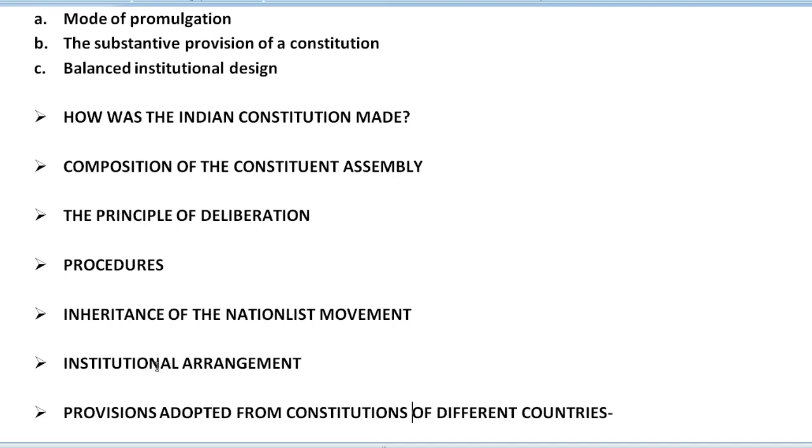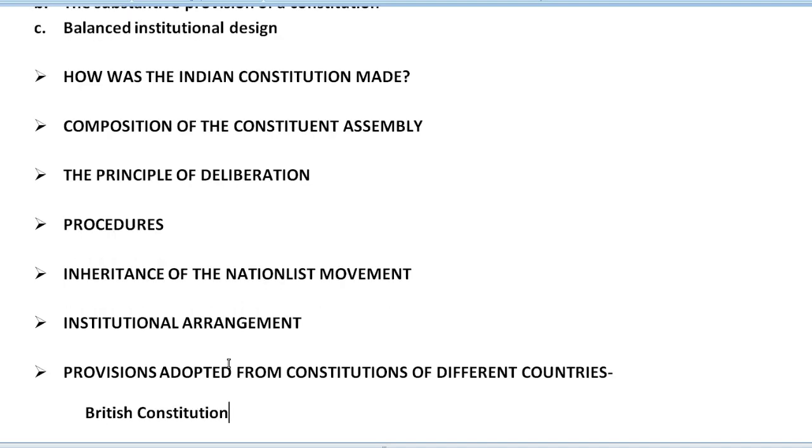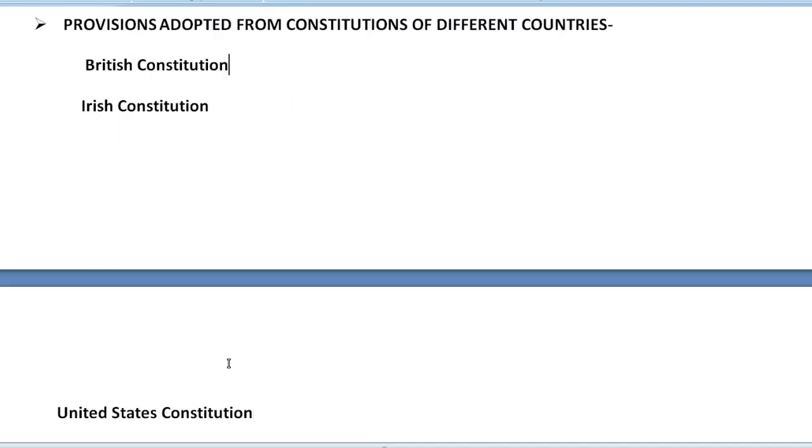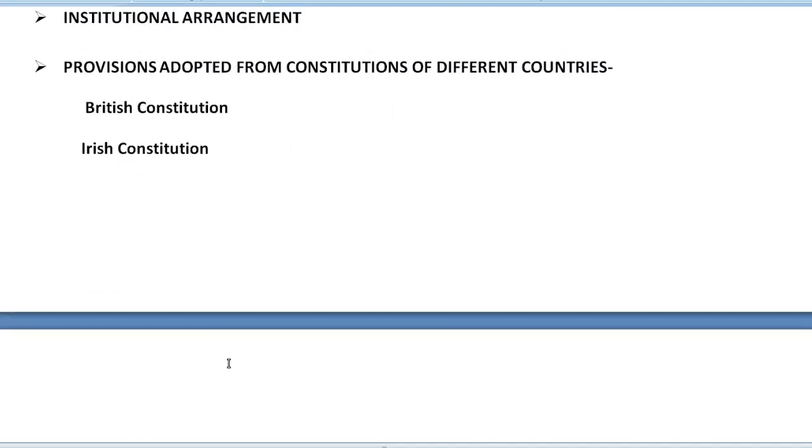Next, we have the institutional arrangement, how all the institutions are arranged one after one, and what is their work, how the power is divided. So all these things we are going to read under this heading. Next, after this, we have the last heading of this chapter, which is provisions adopted from constitutions of different countries.